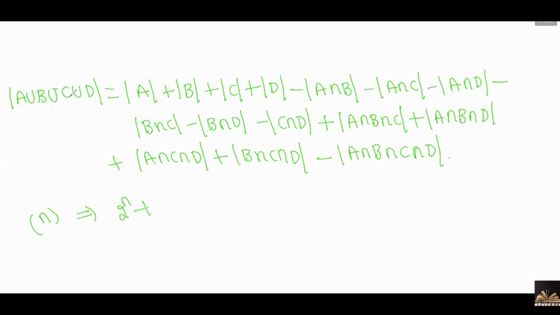So what is n here? You have 4 sets, A, B, C, D. So how many terms should you get? 2 power 4 minus 1, that is 16 minus 1 equals 15 terms. Check whether we got all 15: 1, 2, 3, 4, 5, 6, 7, 8, 9, 10, 11, 12, 13, 14, 15. So you have written all the terms. Clear?